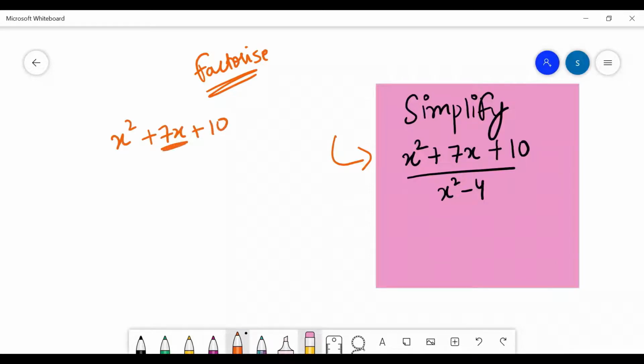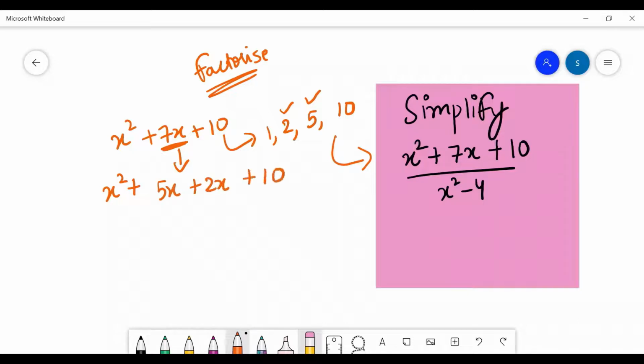Just factorize the middle term, split the middle term, 7x. How do you do that? By taking the factors of 10. So what are the factors of 10, guys? 1, 2, 5, 10. These are the factors of 10. So I can use 2 and 5 to get 7, right? So I'm going to use 2 and 5. So x squared plus 7x, I'm splitting it as 5x plus 2x. And then 10, I'm writing it as it is. So this is how I'm factorizing the numerator.